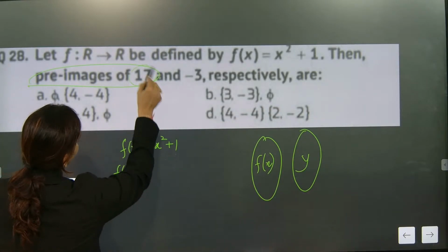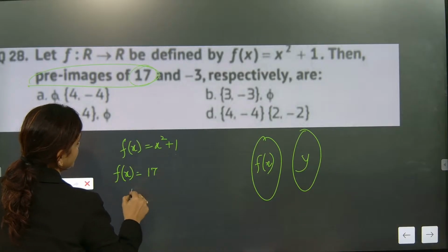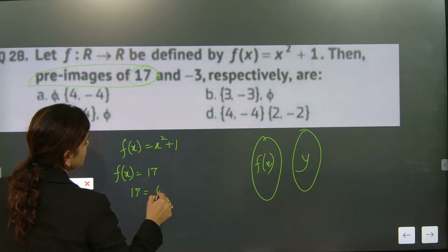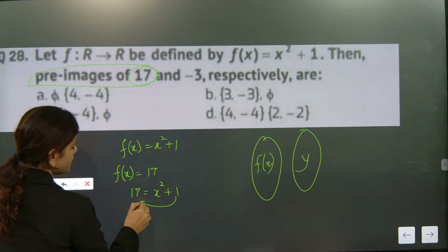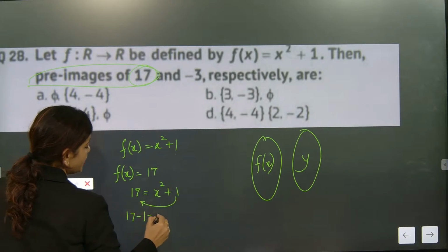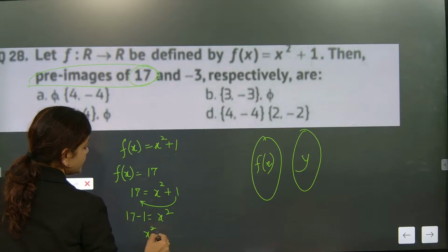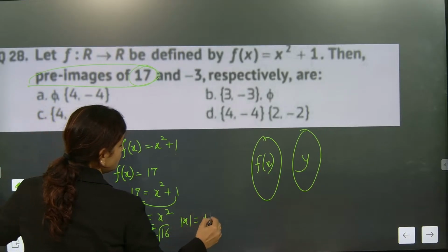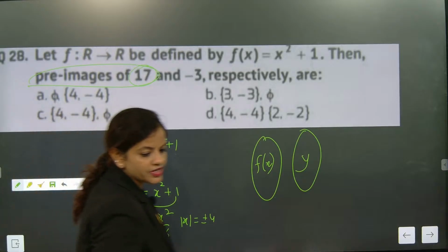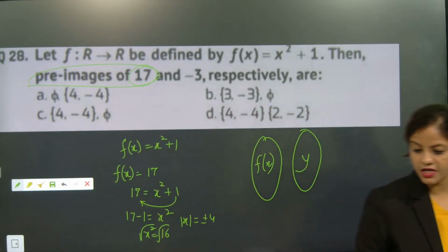Now, beta, f of x is coming as 17. So 17 is equal to x square plus 1. Shift the 1 here: 17 minus 1 is equal to x square, so x square is equal to 16. Taking the root, modulus of x is equal to plus minus 4.